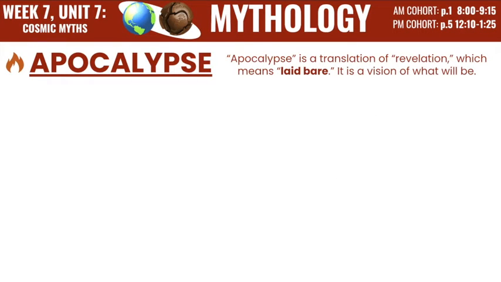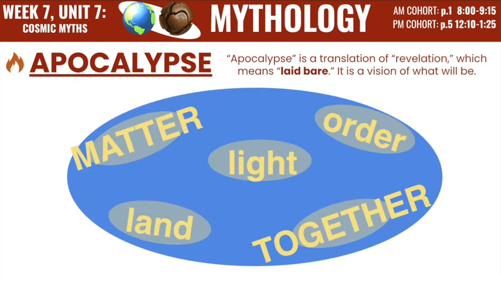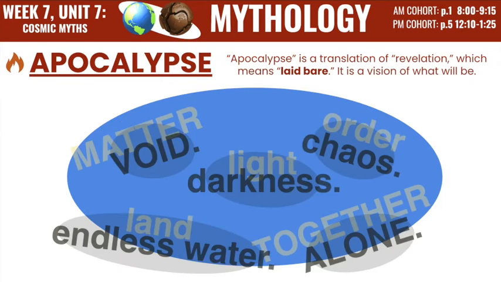So, an apocalypse is a translation of the word revelation, which means laid bare. It is a vision of what will be laid out in front of us. Often we'll see the opposite of a creation story. For instance, we'll begin with matter and light and order and land and togetherness, and then into these come the void and the darkness, the chaos, the endless water, and becoming alone.